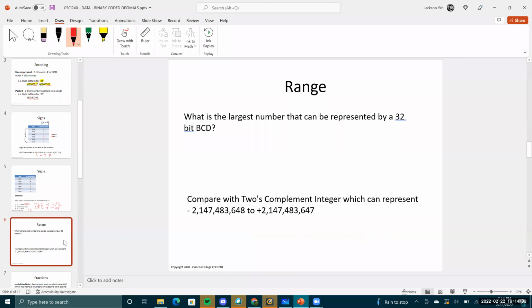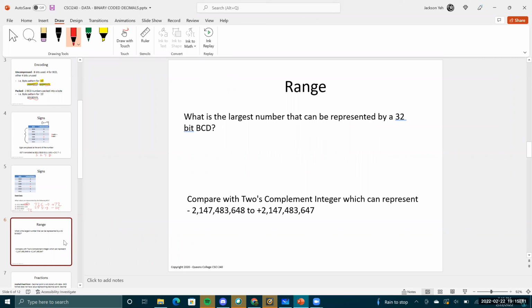Okay. So next, let's look at the range of numbers that can be represented using BCD. So we're using a 32-bit BCD, and let's take a look at the largest number. All right, so the largest number of BCD is going to be, well, let's try to work on this together. Each BCD is how many bits, guys? Let's see if you're going to pay attention all evening. How many bits is a BCD?